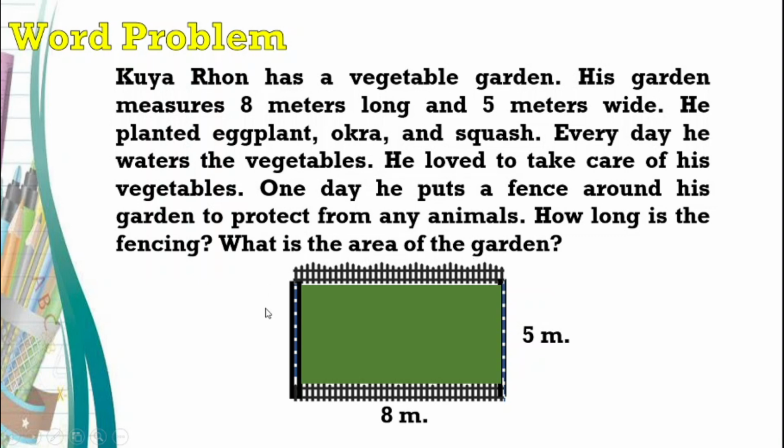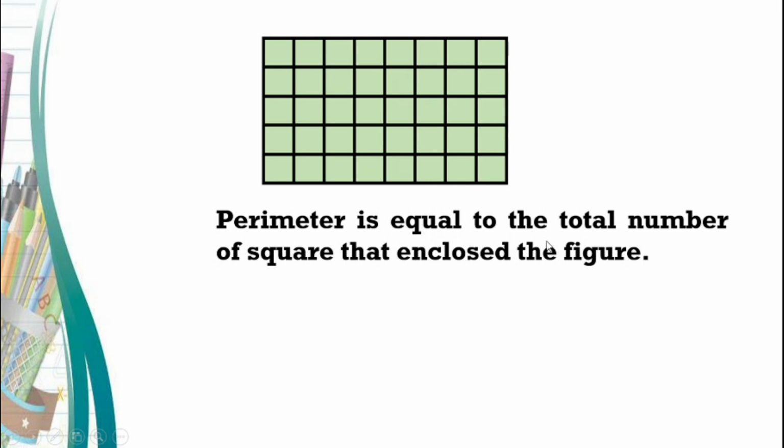So this would be the visual representation. This would be the fence around it, and this would be the total surface of this garden. Now, it measures 8 meters long and 5 meters wide. Let's do this one using the block method. So the perimeter is equal to the total number of squares that enclose the figure.